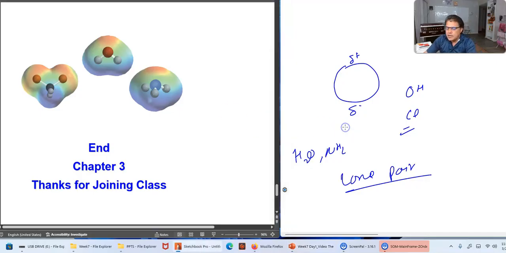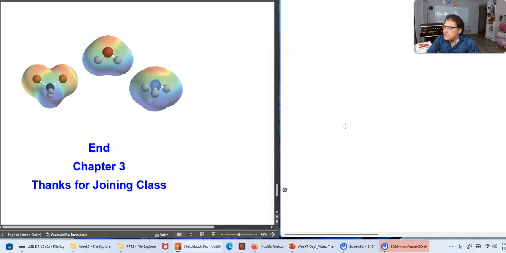Now let me revise again. We have studied the VSEPR theory. VSEPR is the valence shell electron pair repulsion theory. It tells you that the structure of a molecule is due to the repulsion between the electrons of the valence shell. The valence electrons repel each other and form the structure. That's the VSEPR theory.